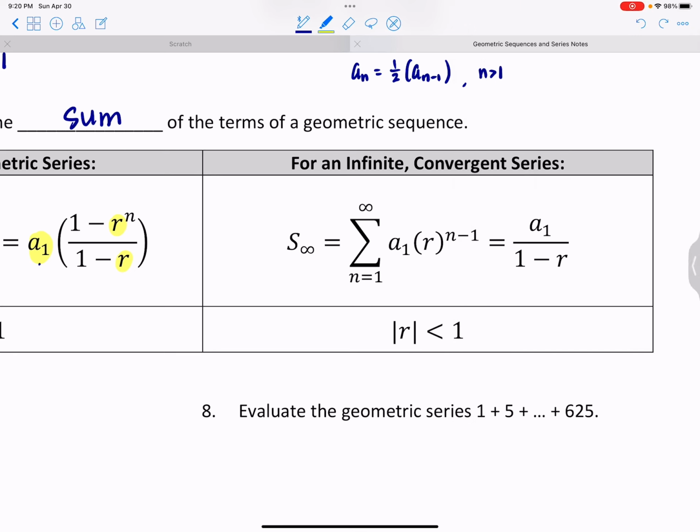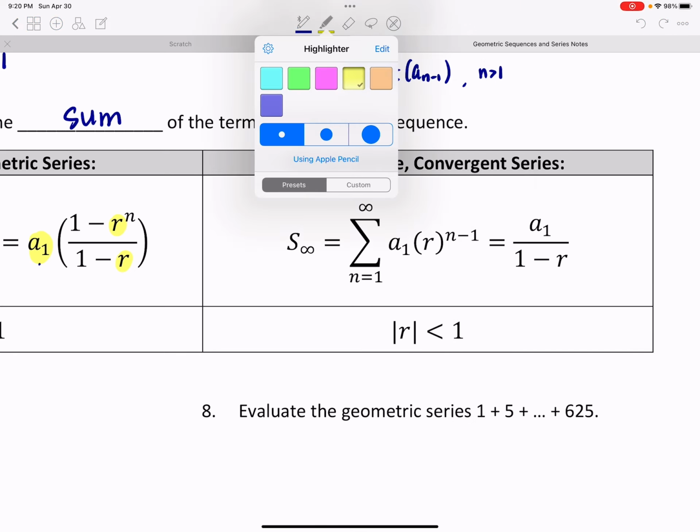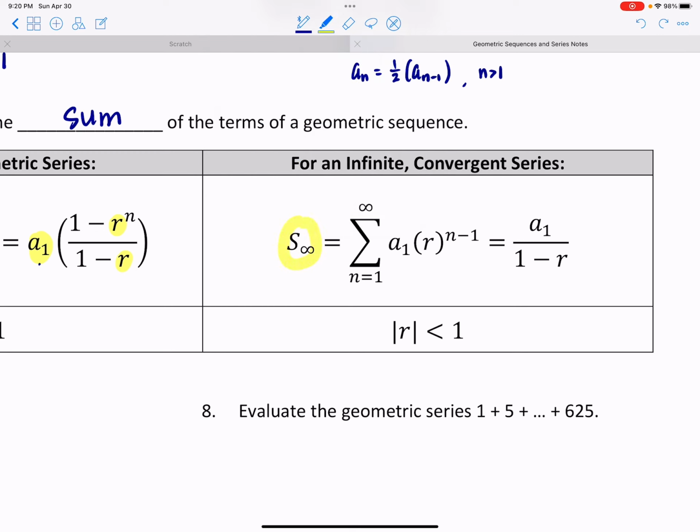So we have a formula. Again, if we're finding the sum for an infinite number of terms, we're going from 1 to infinity here. And again, we have our explicit formula. This is the formula we will use to evaluate. So I need to know the first term and the common ratio. As long as that common ratio is less than 1, and we'll say the absolute value of the ratio is less than 1.